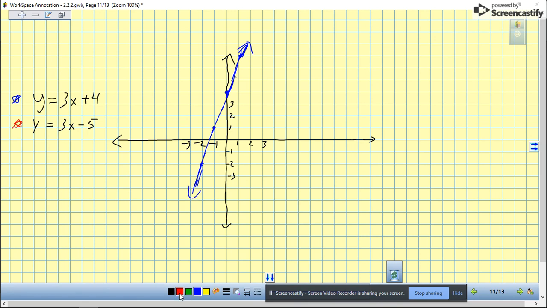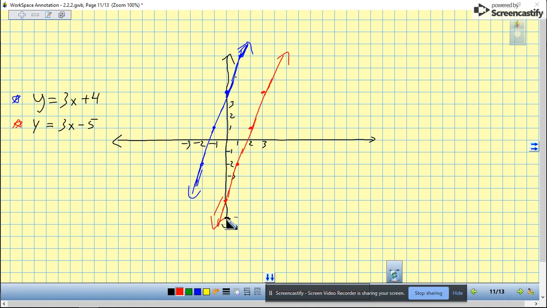The next one is going to be starting at negative 5. Again, negative 3, negative 4, negative 5. So here, and we're going to be going up 3, 1, 2, 3 over 1. All right, and then we're going to sketch that line as well. So the steeper they are, the more you wish you had a ruler. But hopefully we can still get the idea.